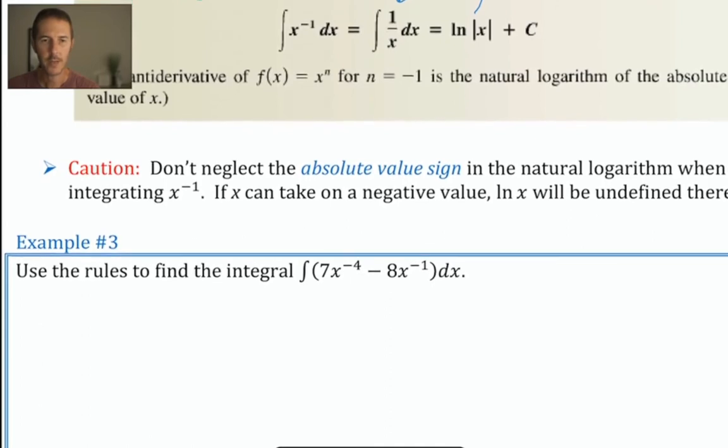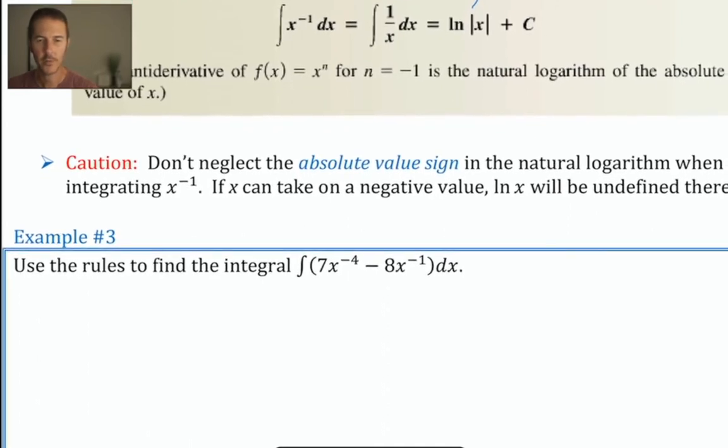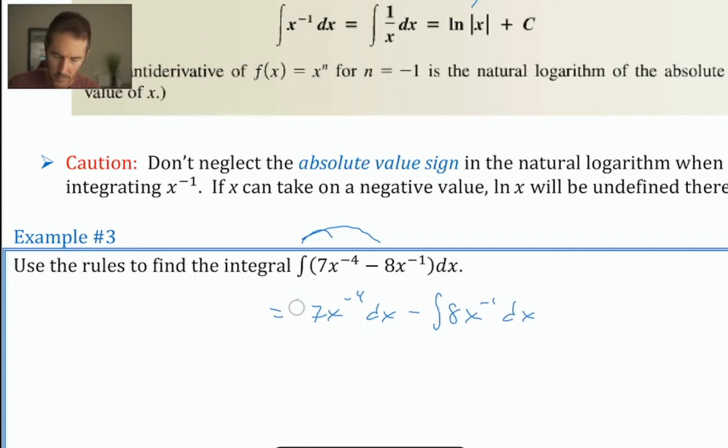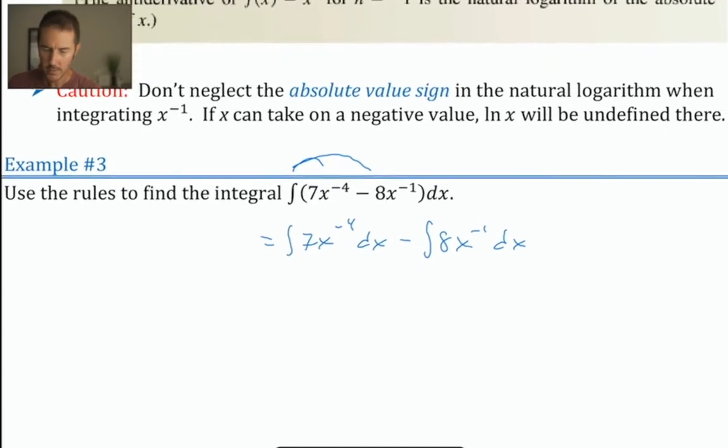Let's utilize that in finding a solution here in example number 3. Let's distribute this integration process to our two terms. So we have the integral of 7x to the negative 4 with respect to x minus the integral of 8x to the negative 1 with respect to x. That is a bad integral symbol. Let me fix that. There we go.